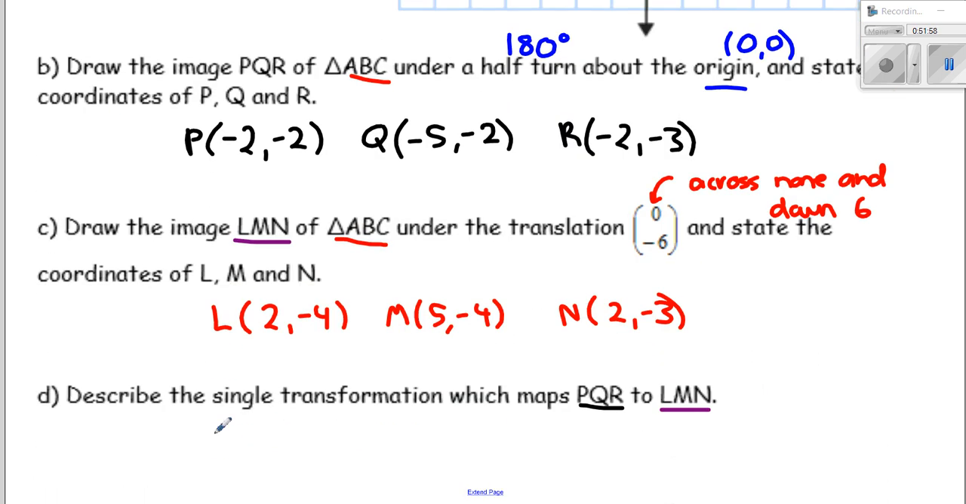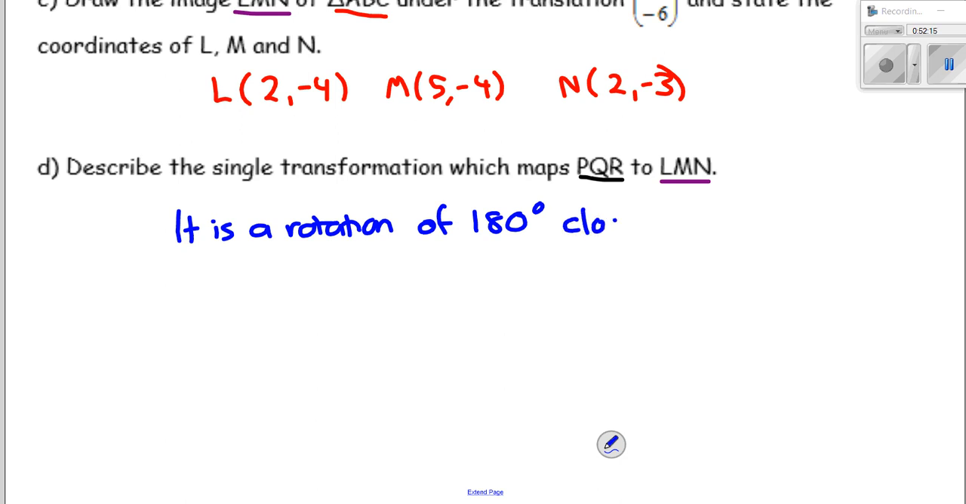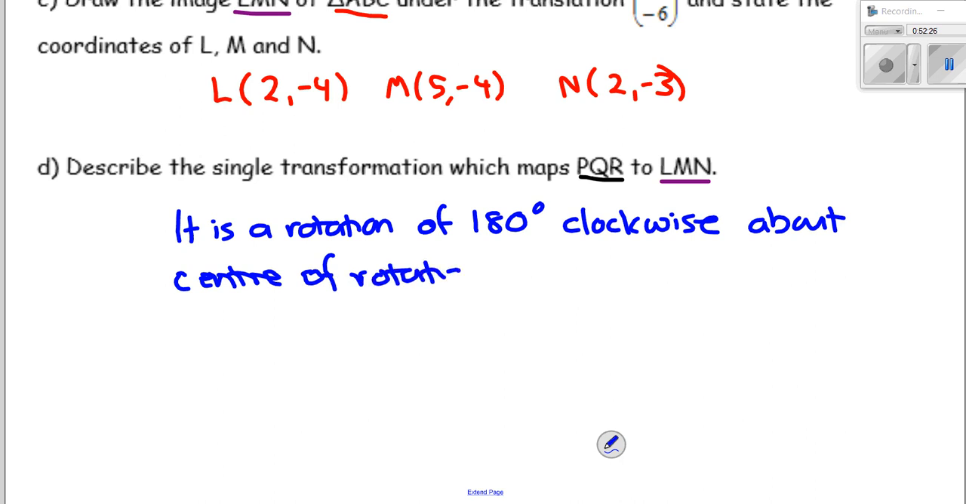So let's describe that single transformation which maps that. So let's say it is a rotation of 180 degrees. Could be clockwise or anti-clockwise, just make one up if you want. Clockwise, about center of rotation, just to remind you of the terminology. About center of rotation, 0, -3. That's what that would be.